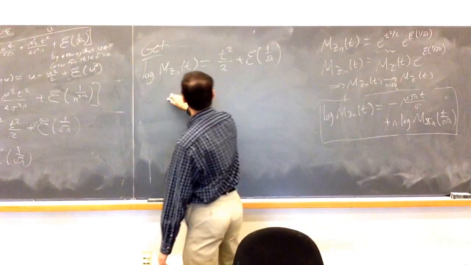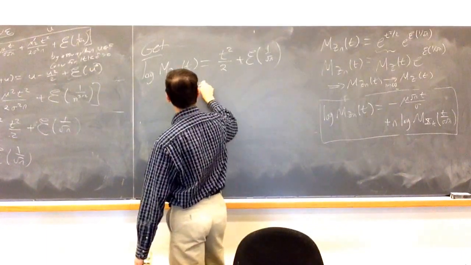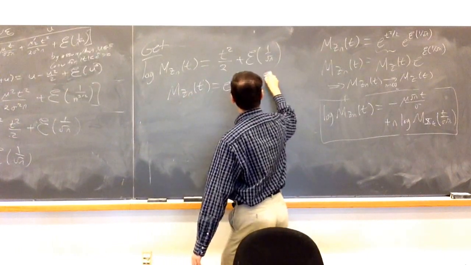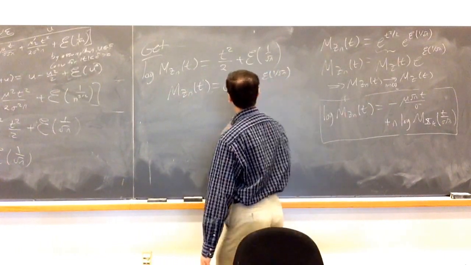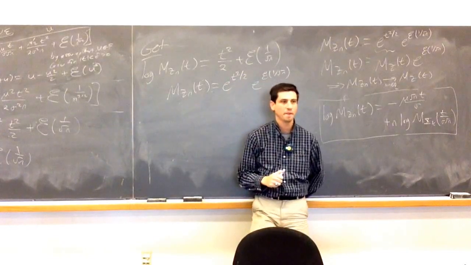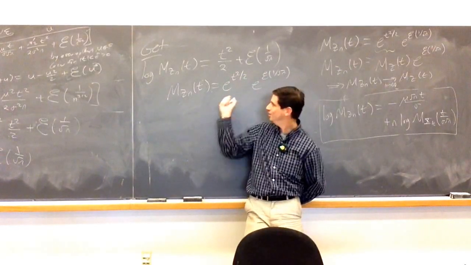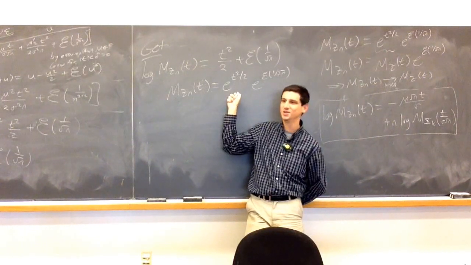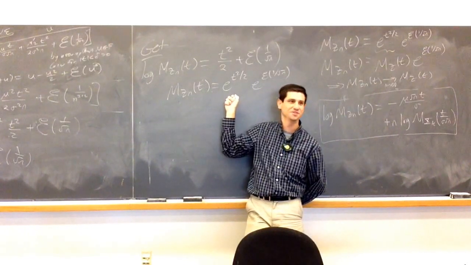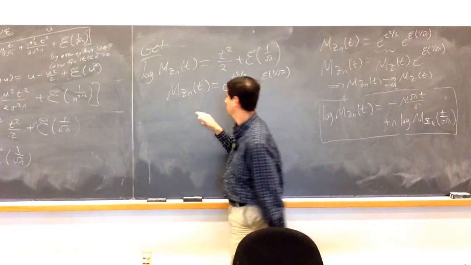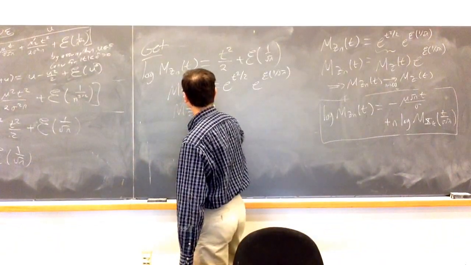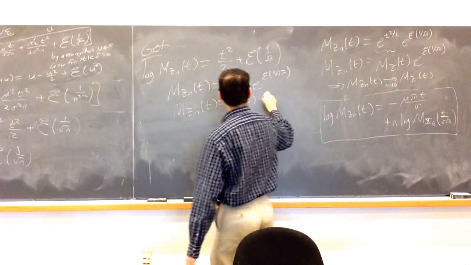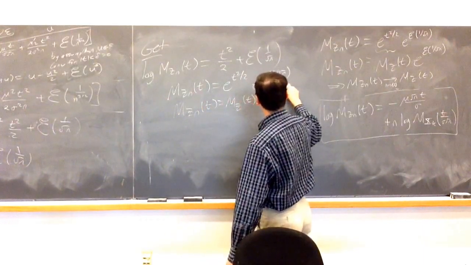We exponentiate, and we get mzn of t is e to the t squared over 2, e to the error of size 1 over square root of n. Hasn't changed in the last 10 minutes. Actually, it's been more like 5 minutes. What is e to the t squared over 2? Normal. Moment generating function of the normal. So mzn of t is mzt, and then an error of size 1 over square root of n.